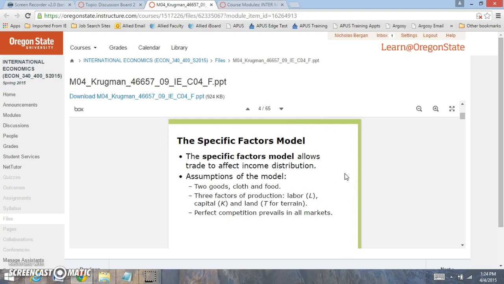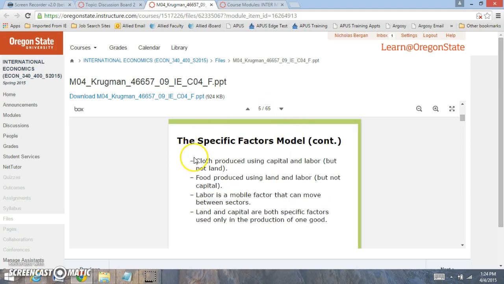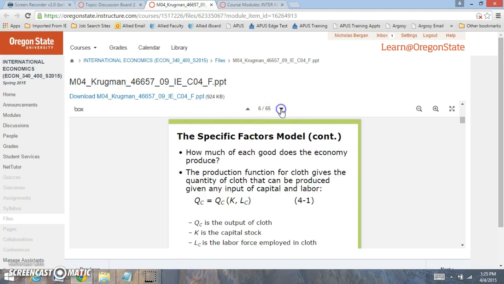When you look at the 2 specific factors model, you're noticing this key thing right here. Perfect competition prevails, which means that goods are exactly the same. And it's very hard to distinguish between these goods when they're exactly the same. When we look at this model, we're going to look at how much we can produce given our output, our capital stock, and the amount of labor that's employed in those industries.